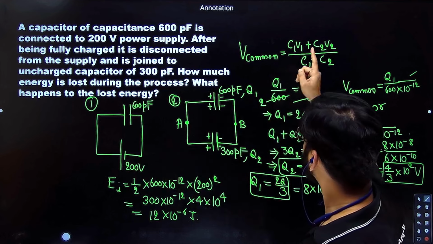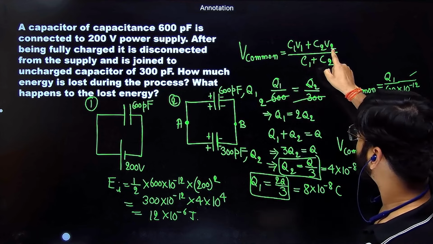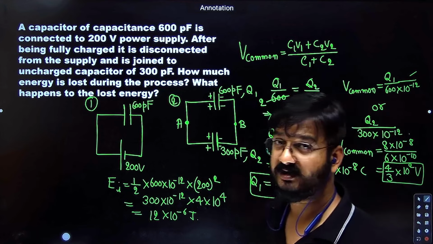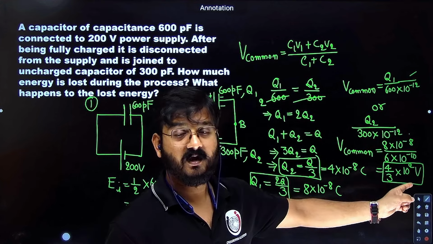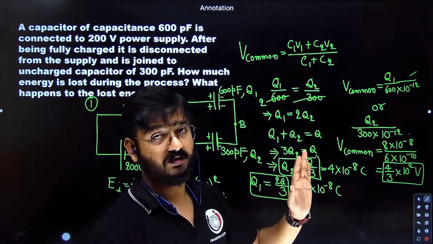What is the potential across C1 initially? 200. So 200 into 600 picofarad plus this becomes 0, divided by 600 plus 300, which is 900 picofarad. The moment you substitute this, you will get exactly the same value of common potential. So this is a shortcut which you can use, but you should know the method also.